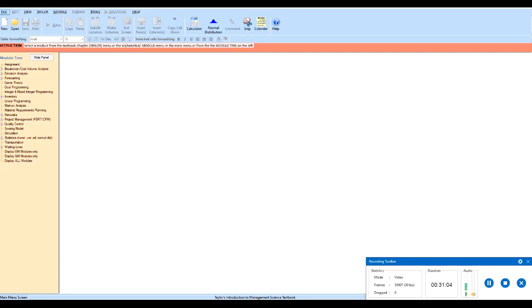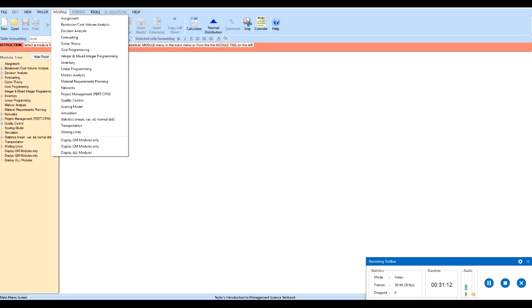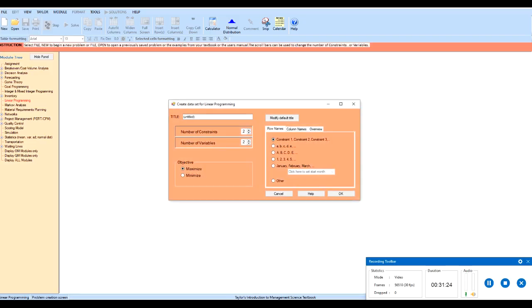I'm going to click on File and open a new one. Oh, sorry. The first thing I have to do is click on Module, and this is where we choose our different situations. This is a linear programming problem, so we click on Linear Programming. Then we open a new file. Very simply, this is what comes up.